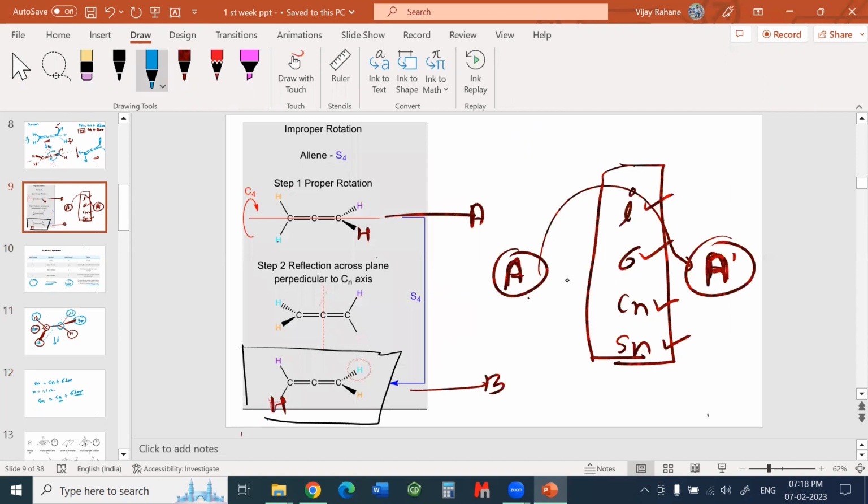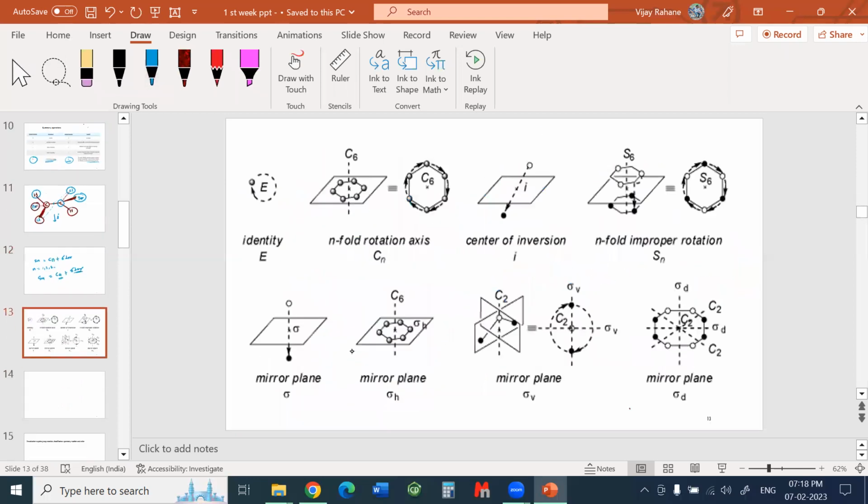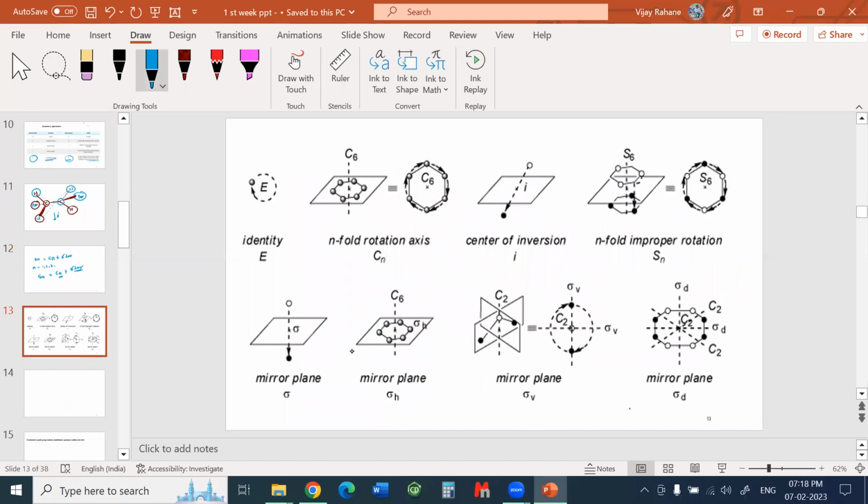This we have seen in the case of this Alin system, right? Here we have performed this S4 operation. After performing this S4, the molecule remains unchanged. So these are some examples of the different symmetry operations. Here you can see identity. One point we need to consider: if you rotate through any axis by 360 degrees, that is the identity operation. And after performing this, the molecule is exactly identical to the previous one.